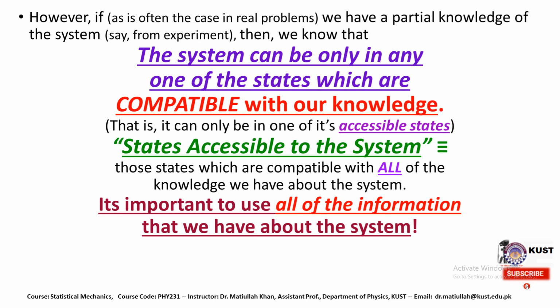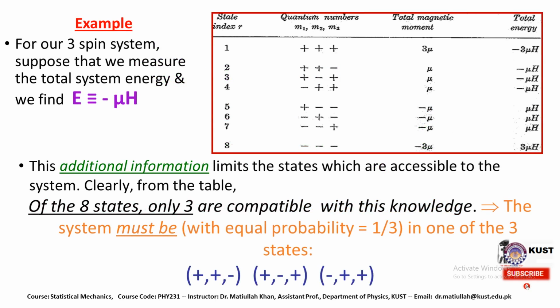So for all these particular states, the energy of this particular system is equally probable, and their possibility is always equal to each other, and this is actually the basic postulate of probability.